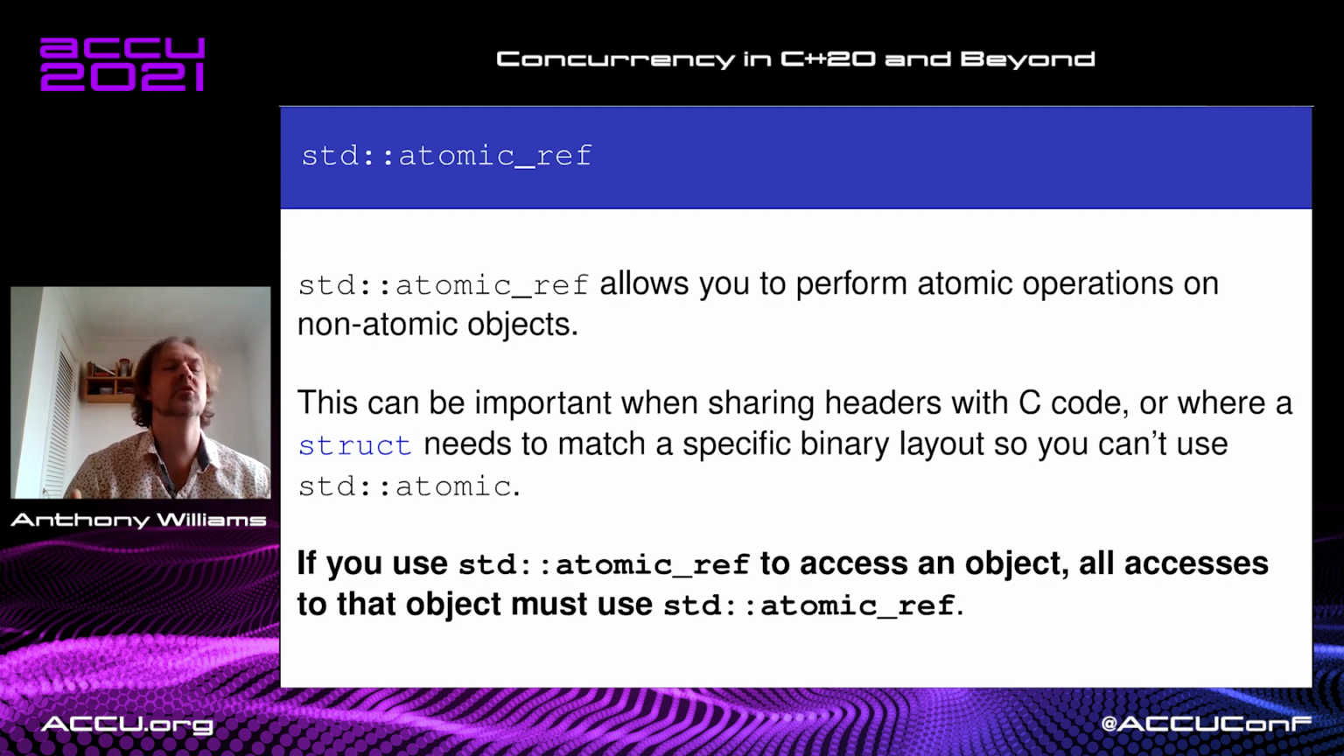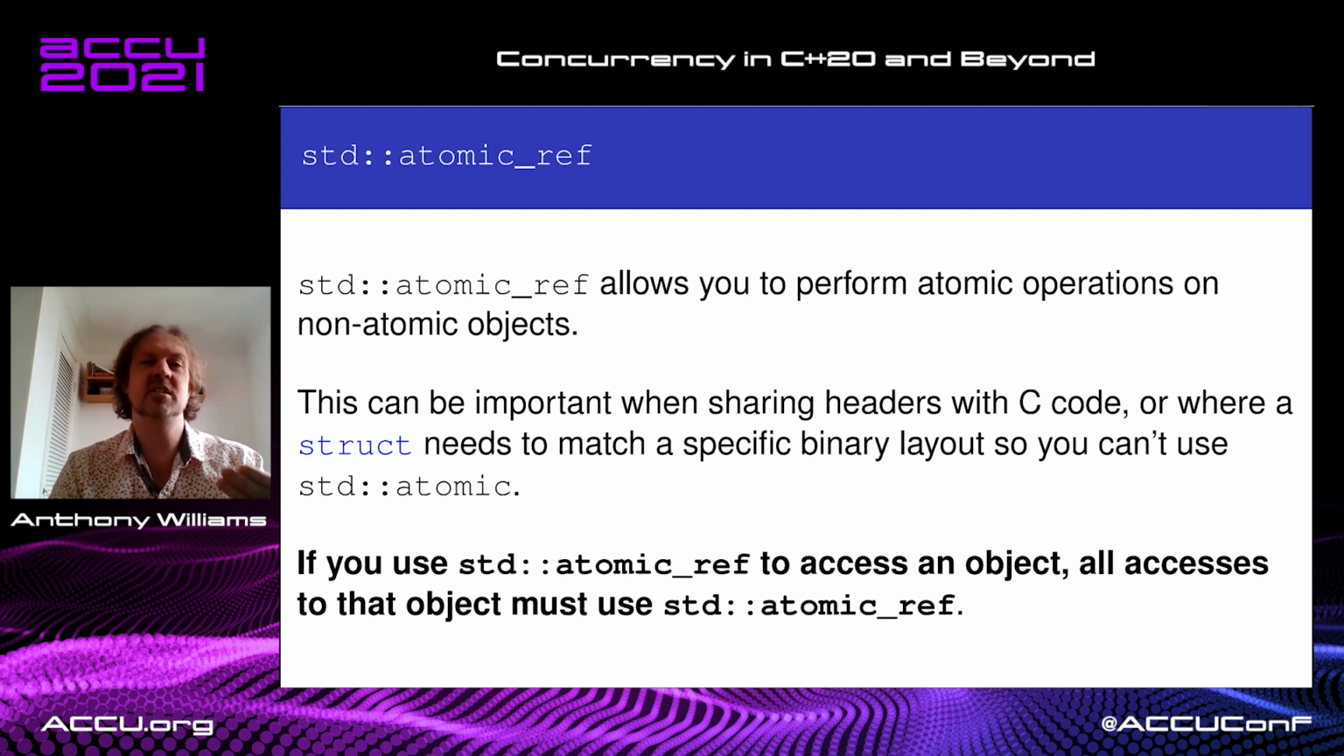So this can be important if you've got something where you're reading a struct over a network, so you've got a fixed format, but you need to access the individual things with atomic operations, or when you're sharing your headers with C code, or any other reason why you have a fixed binary layout that you can't put standard atomic int in there. But you do want atomic operations.